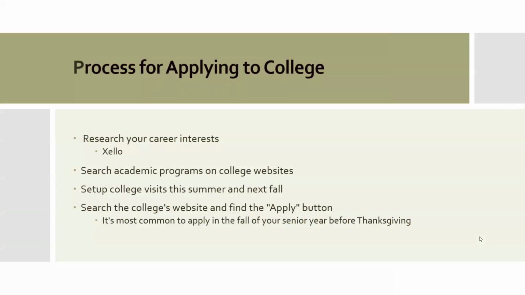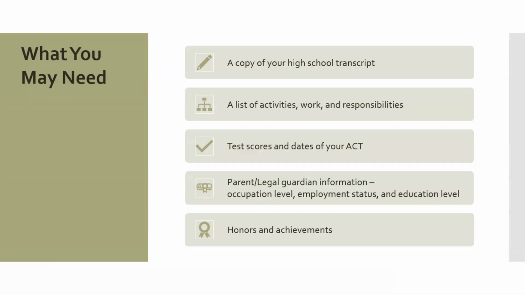Before you apply to college, make sure you've done your research. You can use Zello to assist you in your career search. You can look up information about specific colleges, such as academic programs, cost, and housing options. You can also go directly to the college's website to search their programs and to set up college visits for the summer or fall. Typically, seniors apply to college in the fall.